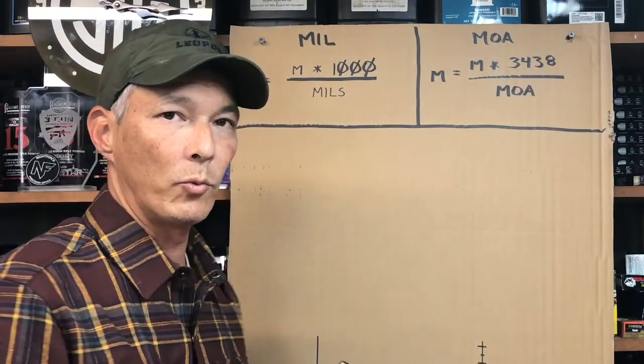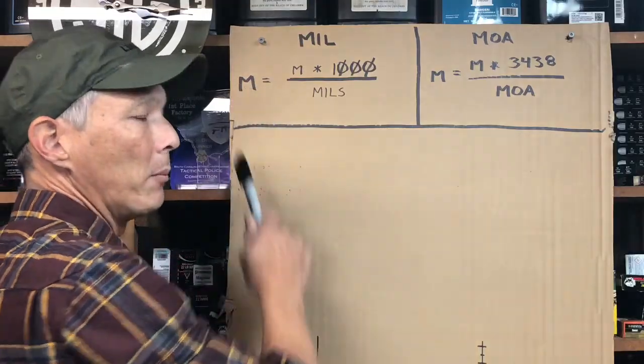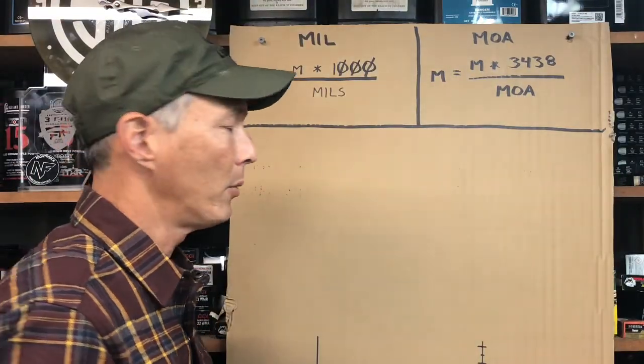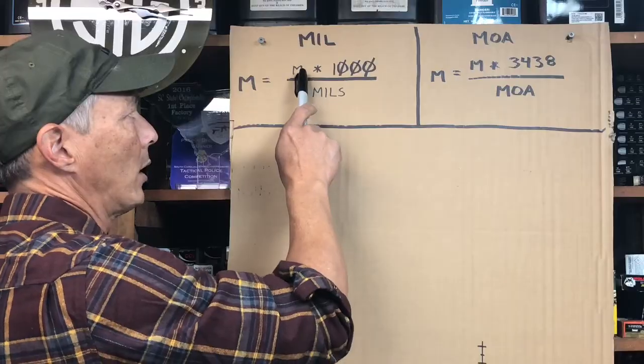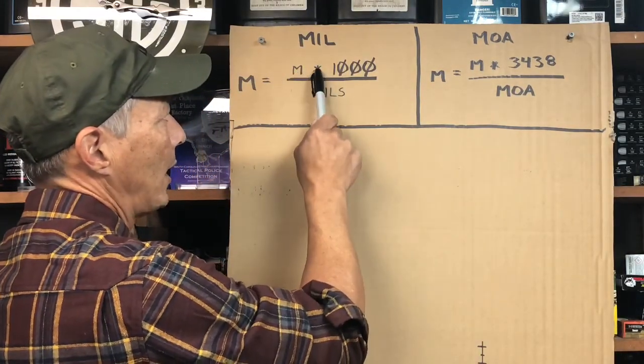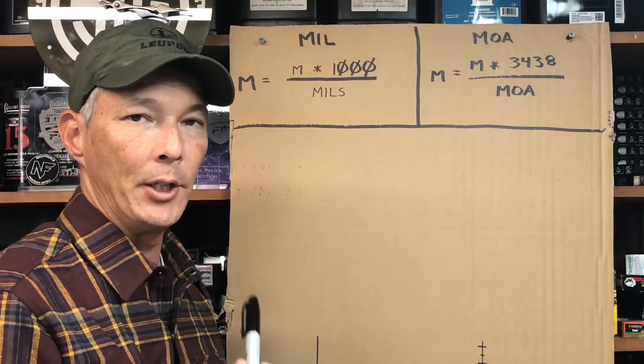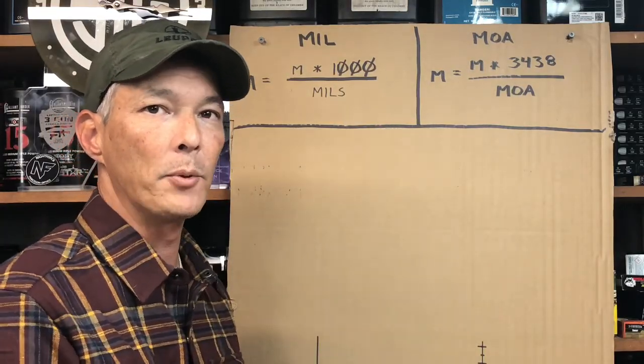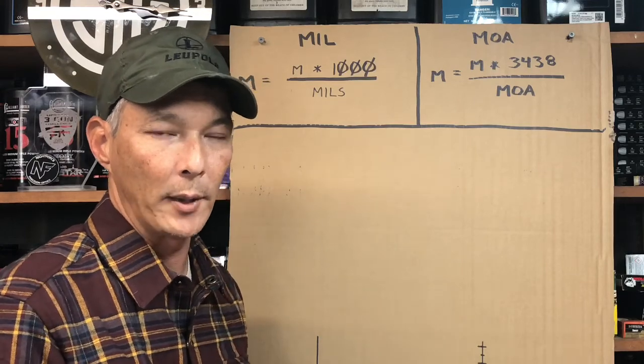All right, guys, for my viewers in Europe or anyone using the metric system, the formula works the exact same. You still have to know whether you have a mil-based reticle or an MOA-based reticle, but it's very simple. If you have a mil-based reticle, to determine the distance in meters to your target, you take the height or width of your target in meters times 1,000, and you divide that by your observed mils, just like we did on the other formulas.